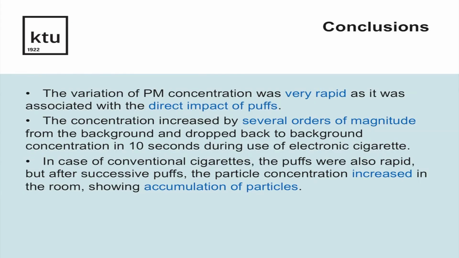But generally, the conclusions are that the variation during the puffing is very rapid and is associated with the direct impact of puffs. Once we puff, the concentration increases by several orders of magnitude, but drops down in 10 seconds during electronic cigarette usage. But in conventional cigarettes, the puffs are also rapid, but the particles accumulate in the room before they settle or are removed by ventilation, which are much slower processes.